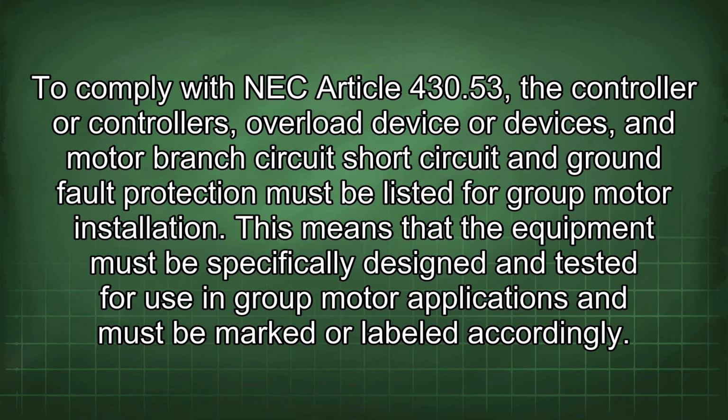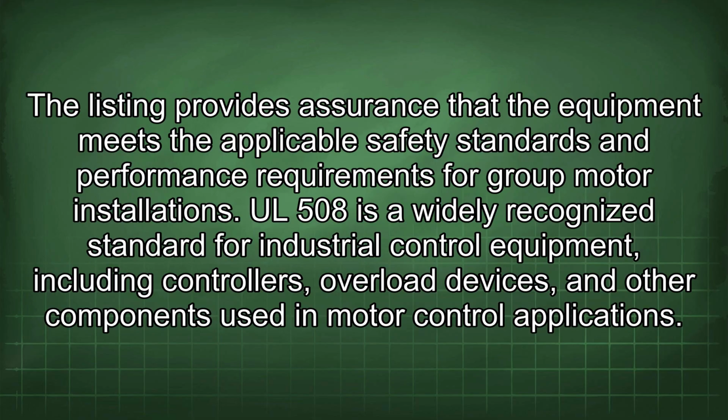To comply with NEC Article 430.53, the controller or controllers, overload device or devices, and motor branch circuit, short circuit, and ground fault protection must be listed for group motor installation. This means that the equipment must be specifically designed and tested for use in group motor applications and must be marked or labeled accordingly. The listing provides assurance that the equipment meets the applicable safety standards and performance requirements for group motor installations.